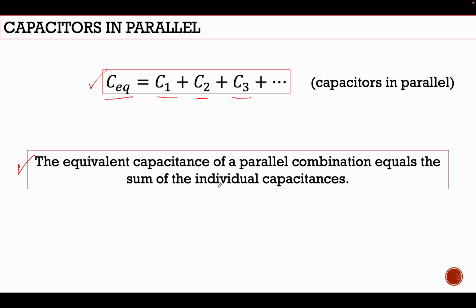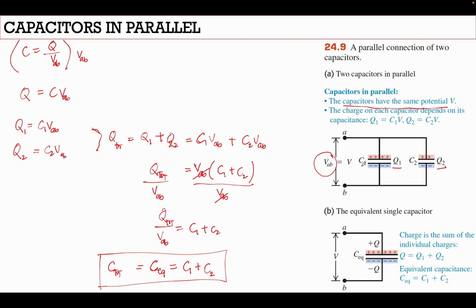So if you have again 10 capacitors in parallel, we just add to solve for the equivalent capacitance. We just need the sum of their individual capacitances, like C1 plus C2 plus C3 plus C4 up to plus C10, depending on how many capacitors you have in parallel. So in this case, if there are only two capacitors, to get the total or the equivalent capacitance, we just get the sum of the capacitance of C1 and C2.